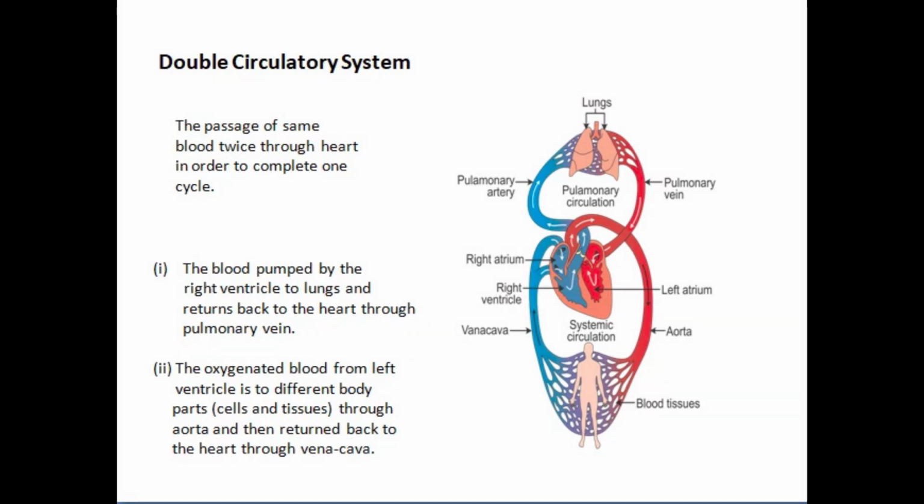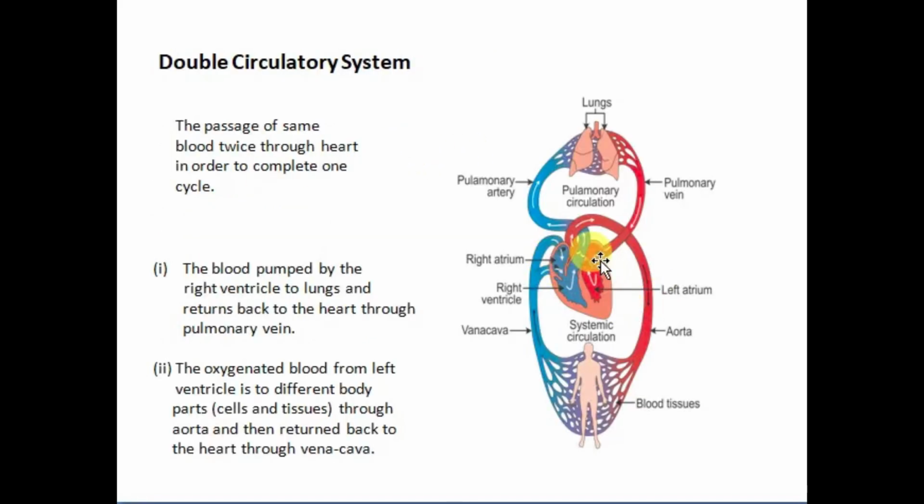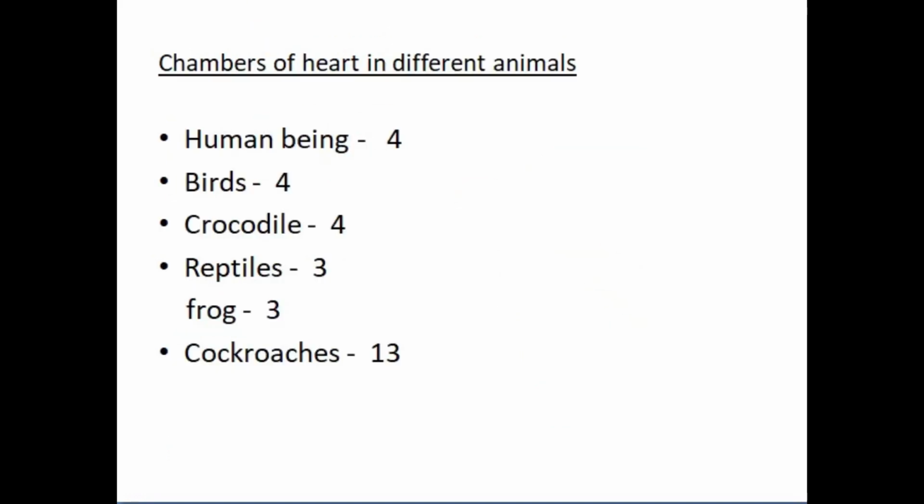Now we'll cover the rest of the topic. One more thing is left. So we have these chambers of the heart. A human being has four chambers of the heart. You can see the chambers also, one, two, three, four. The right and the left atrium, and the right and the left ventricle. So human beings have four chambers. Most of the very developed organisms have four chambered hearts. Human is also a very developed organism, so we have four chambered hearts.